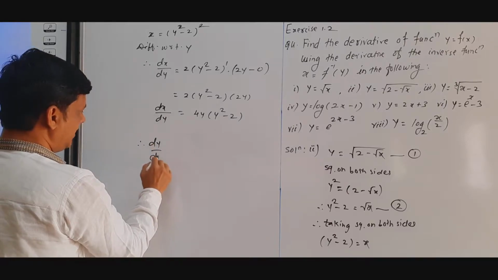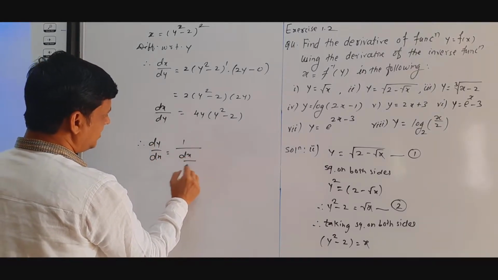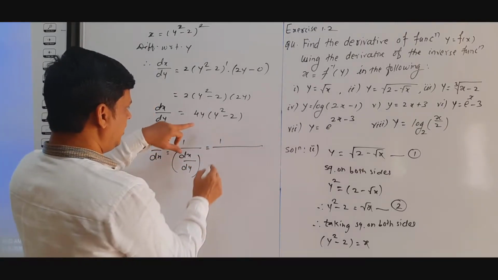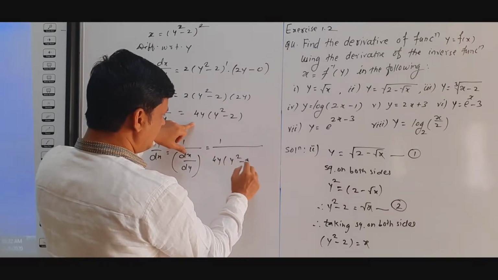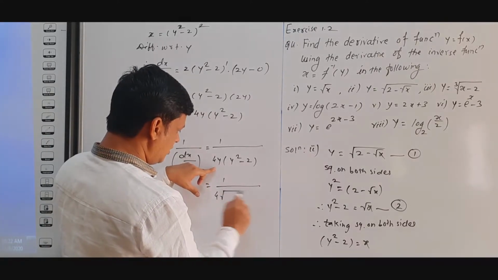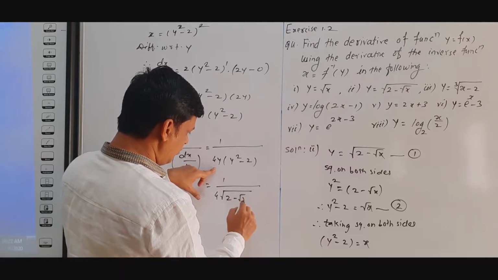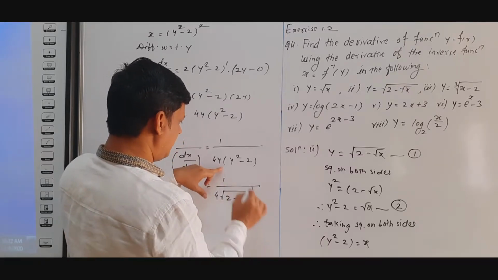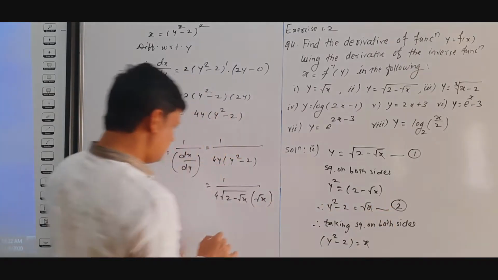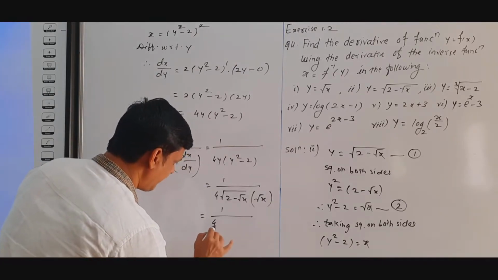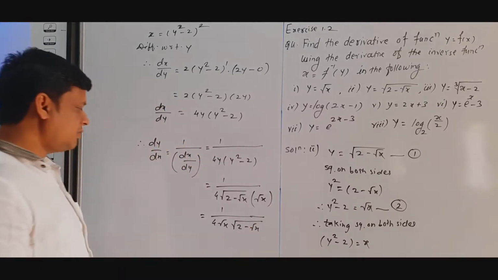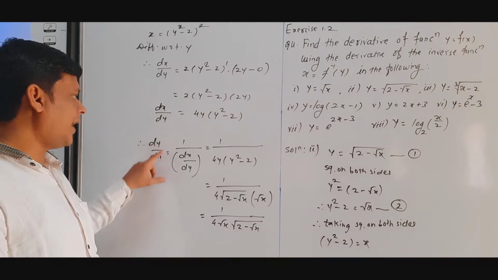Therefore dy by dx is equal to 1 upon dx upon dy, that is equal to 1 upon, so we replace dx upon dy as 4y in bracket y square minus 2, 1 upon 4 in bracket. We have the value of y, which is root 2 minus root x, and we have the value of y square minus 2 from equation number 2, which is root x. So we write this as 1 upon 4 root x into root 2 minus root x. So in this way we find the derivative of y with respect to x.